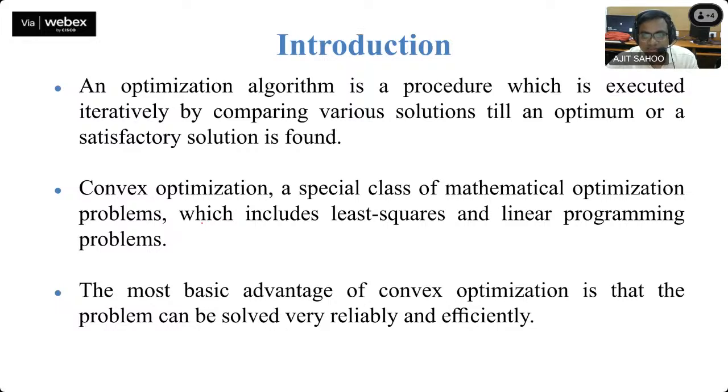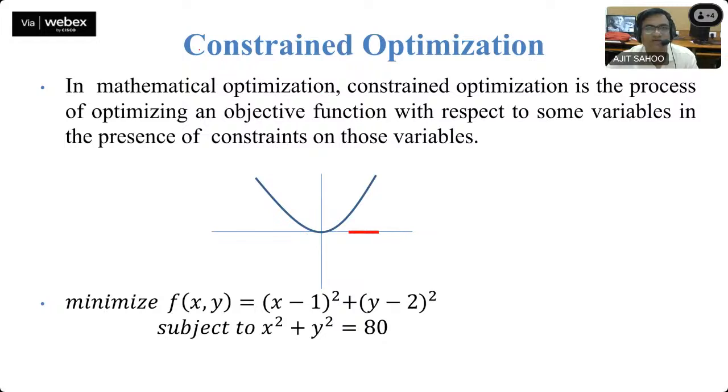In this particular presentation, I will go for only convex optimization, which is a special class of mathematical optimization problems, which includes least squares and linear programming problems. The most basic advantage of convex optimization is that the problem can be solved very reliably and efficiently. So what is constrained optimization? Every day, the problems which are solved are almost all in unconstrained format. That means if I say minimize x square plus y square, that is unconstrained. We are not putting any constraint on x and y.